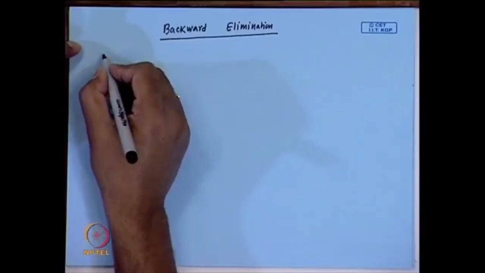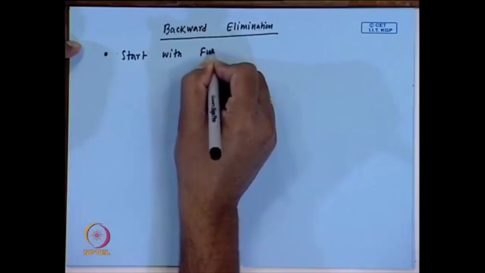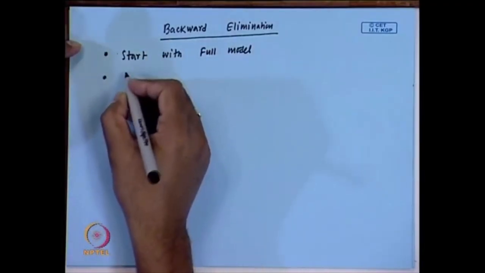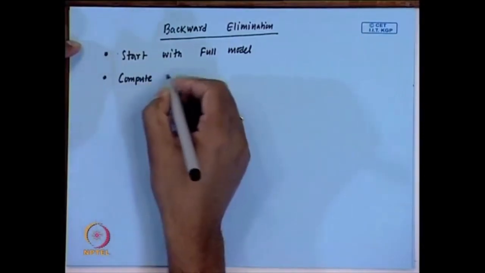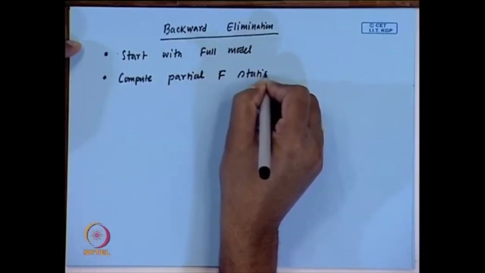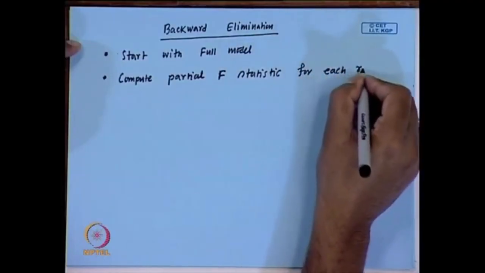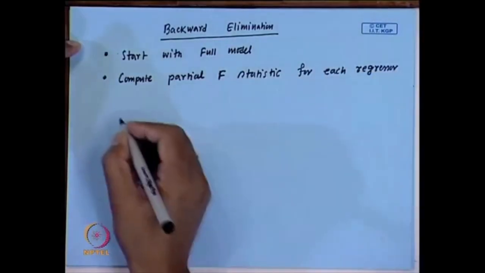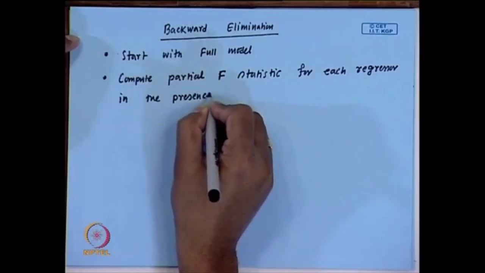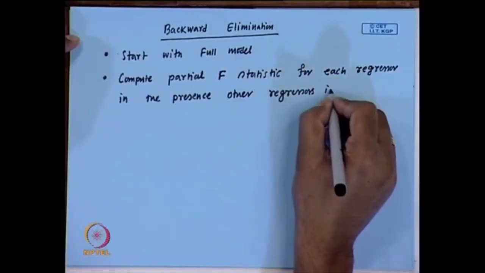So you start with the full model, and then you compute the partial F statistic for each regressor in the presence of the other regressors in the model.